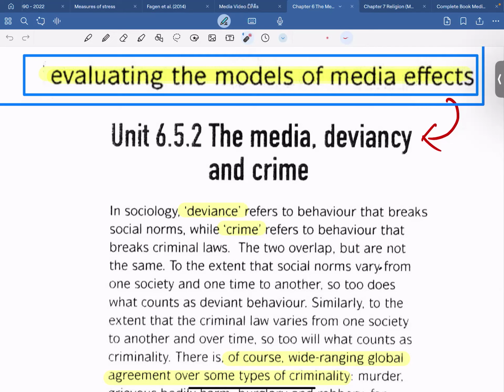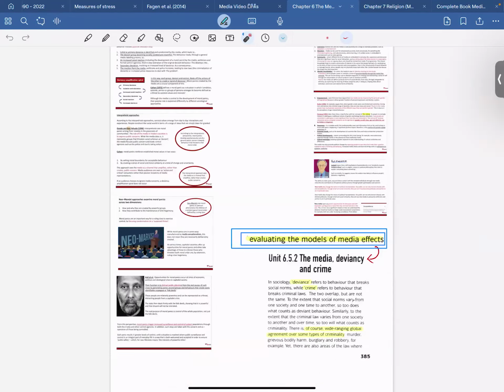However, when we use the word crime, criminal acts are usually deviant acts, but criminal acts are acts that go against the legal system of any particular society. So we talk about the extent to which the media is related to deviancy and crime.